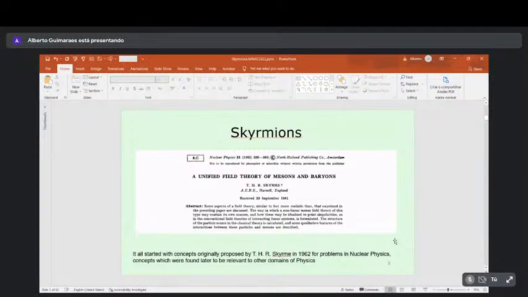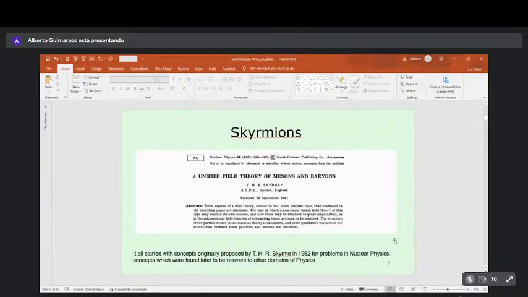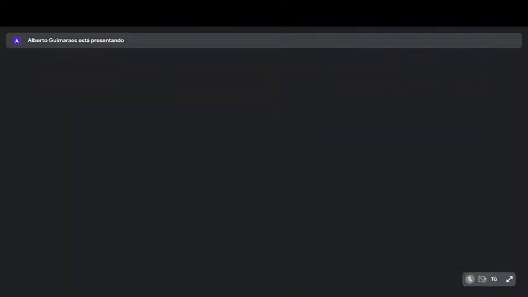inaugurated by a paper written by Tony Skyrme in 1962. This was a paper published in the Nuclear Physics journal, and it deals with the theory of nuclear physics. Although devoted to problems in nuclear physics, it raised many questions and a formalism that was relevant to solid-state physics, especially to magnetism. Therefore, particles that had some properties related to those of Skyrme's theory were given the name Skyrmion.